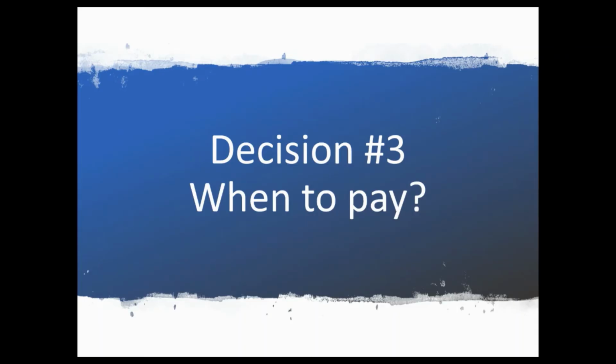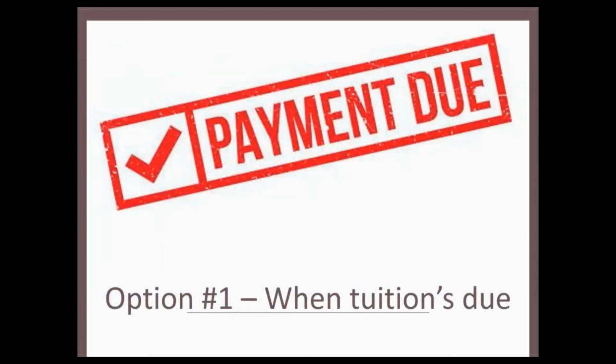The third and final decision for distributions from a 529 account is when you want to take those. And there again, you have a couple different options. Option number 1 is to wait until that tuition bill is actually due. Now in the fall, that's generally going to be July or August. For the spring semester, the spring tuition, that's usually going to be more like December or January when you've got to pay that.